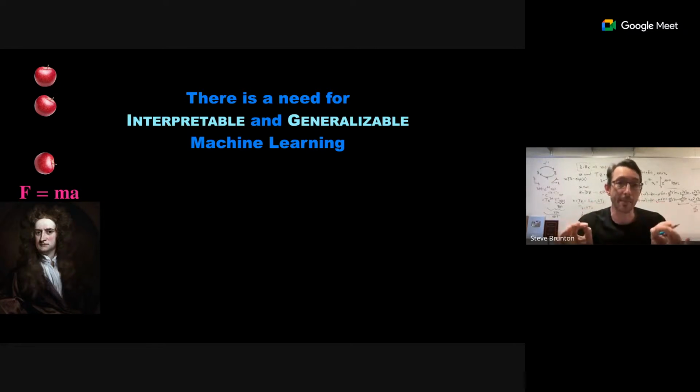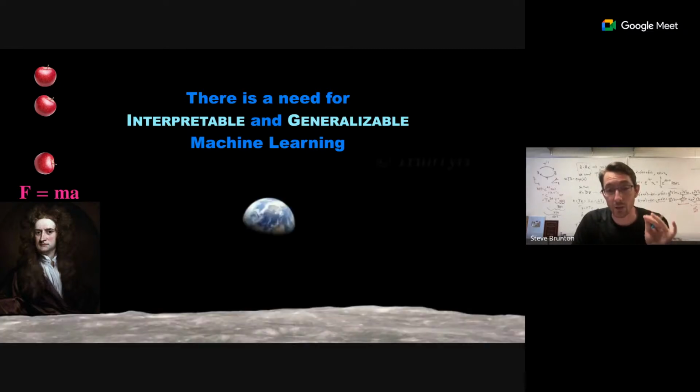They have units. You can write this down on a napkin and go to a coffee shop with your friends and discuss what these terms mean. It's highly interpretable to humans. And it's generalizable in the sense that you can learn F equals ma from observing an apple falling on Earth, and this model still is valid when we land humans on the moon. That is the ultimate generalizable model.